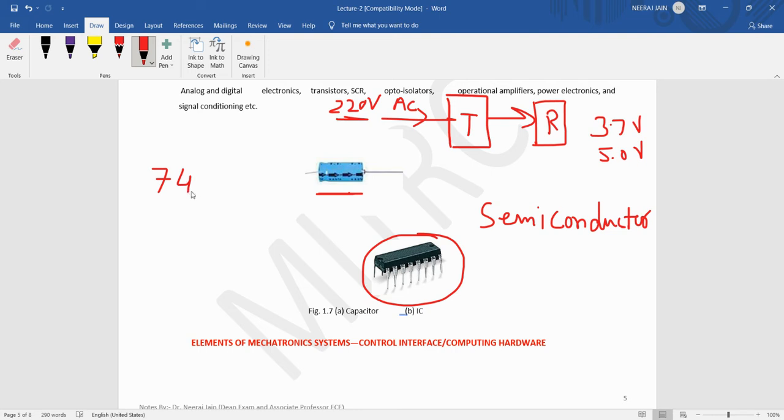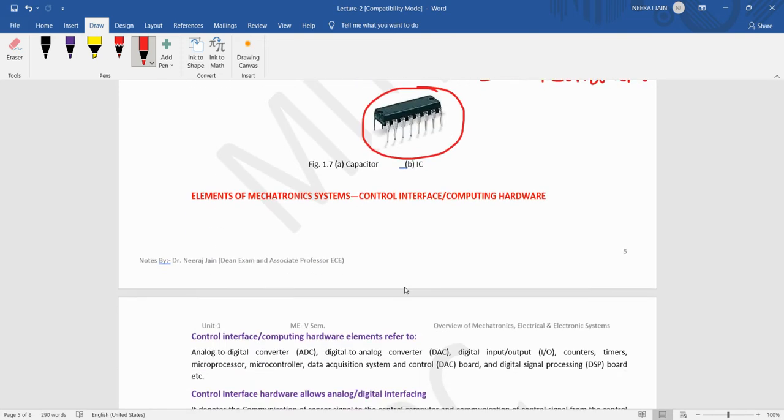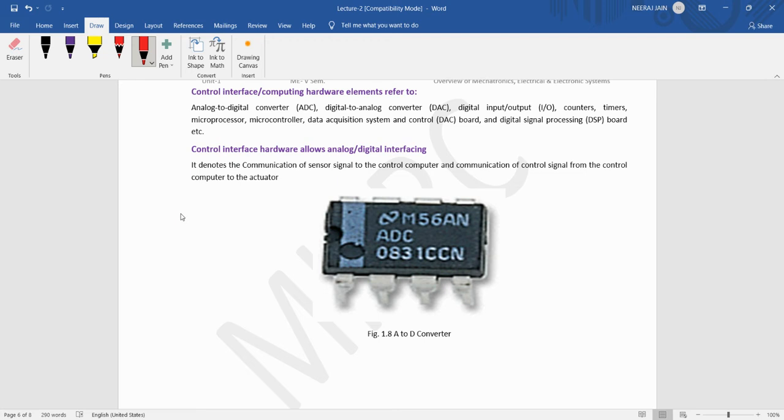Some simple basic ICs, like the 741 IC, are widely used. If we see the 741 IC, it has 8 pins, and it is widely used to design amplifiers or different types of circuits like integrators and differentiators. One single IC can have several components.